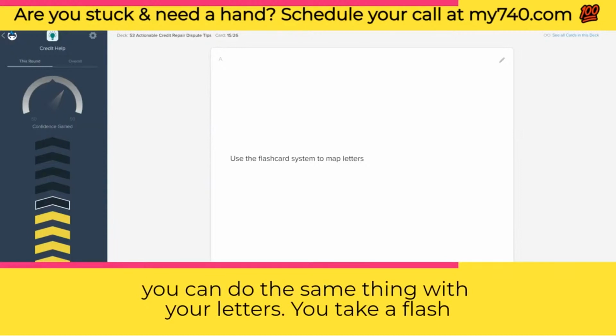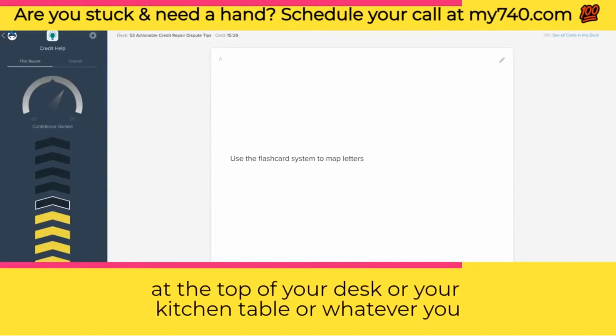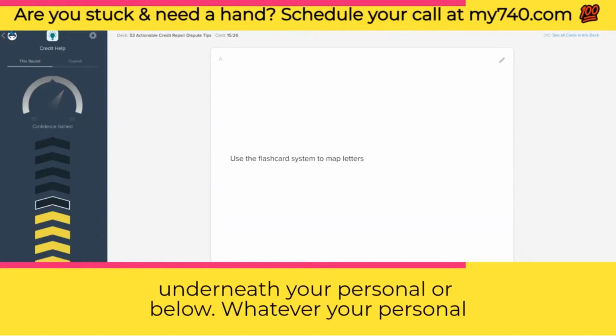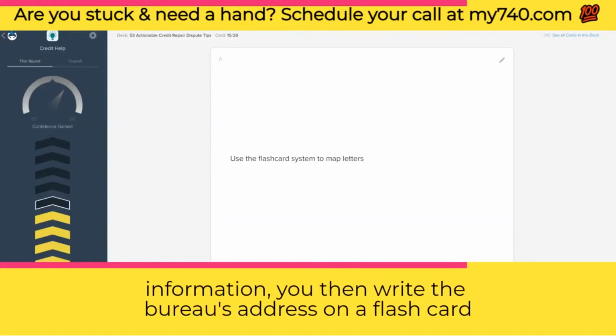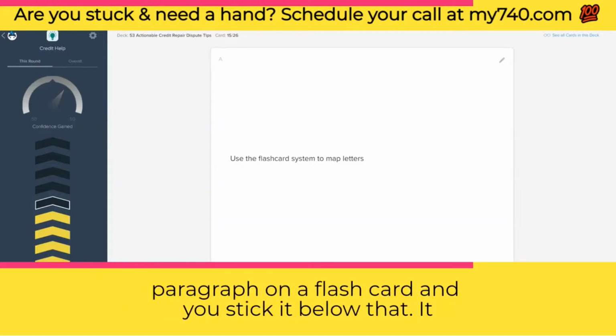You take a flashcard and write your personal information on it, and stick it at the top of your desk or your kitchen table or whatever. You take the date and stick it on a flashcard, below your personal information. You then write the bureau's address on a flashcard and stick it below that. And then you write your first paragraph on a flashcard and stick it below that.